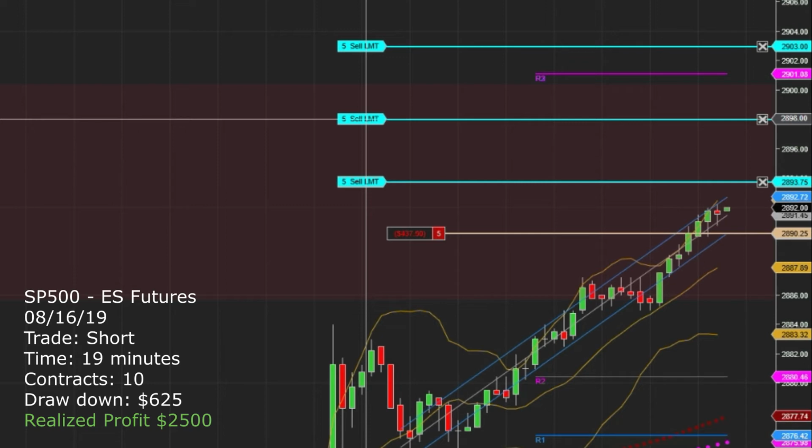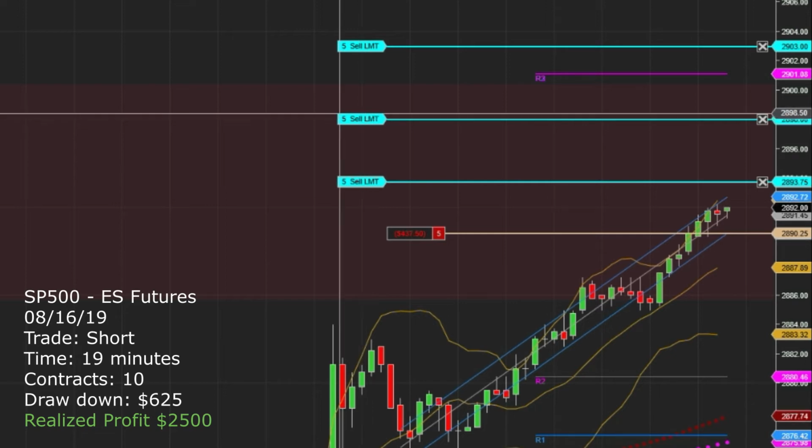Because I'm seeing it begin to struggle, I'm looking to add 5 more contracts here before the move lower. Of course, it can go higher from here, which is why I'm waiting and being disciplined not to use all of my contracts at one time. With it failing to move higher, I'm looking to enter with 5 more contracts here shortly.